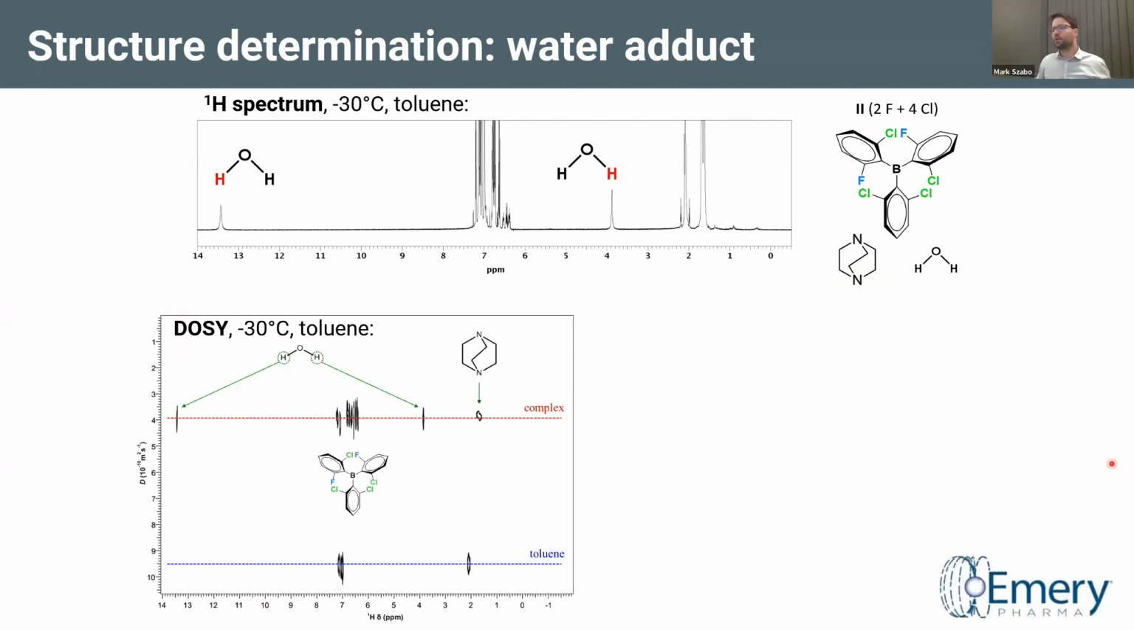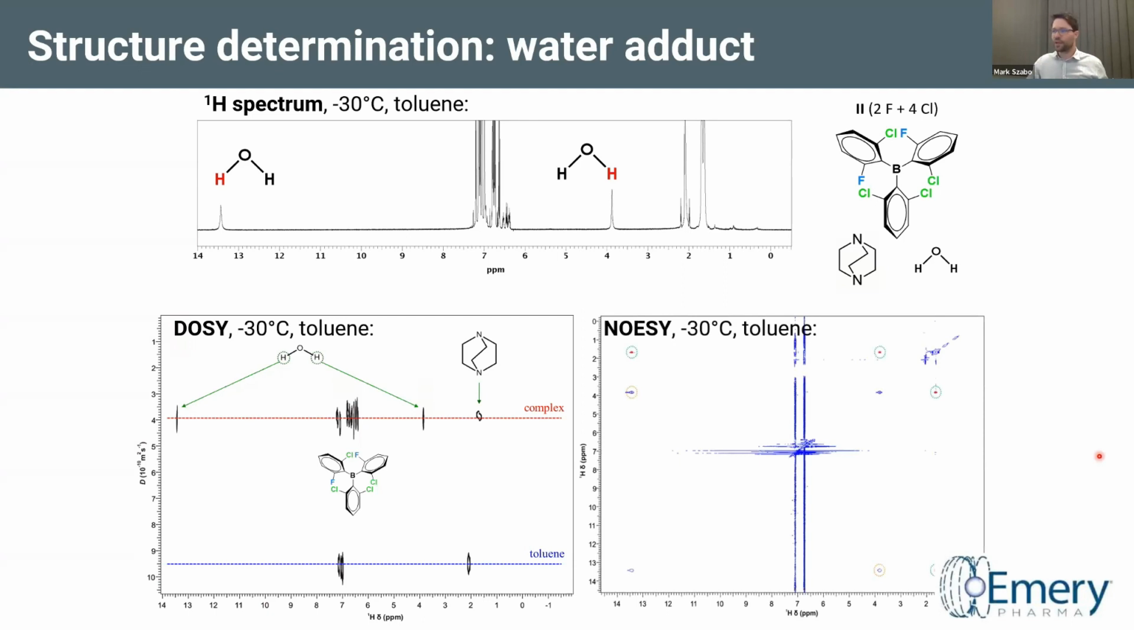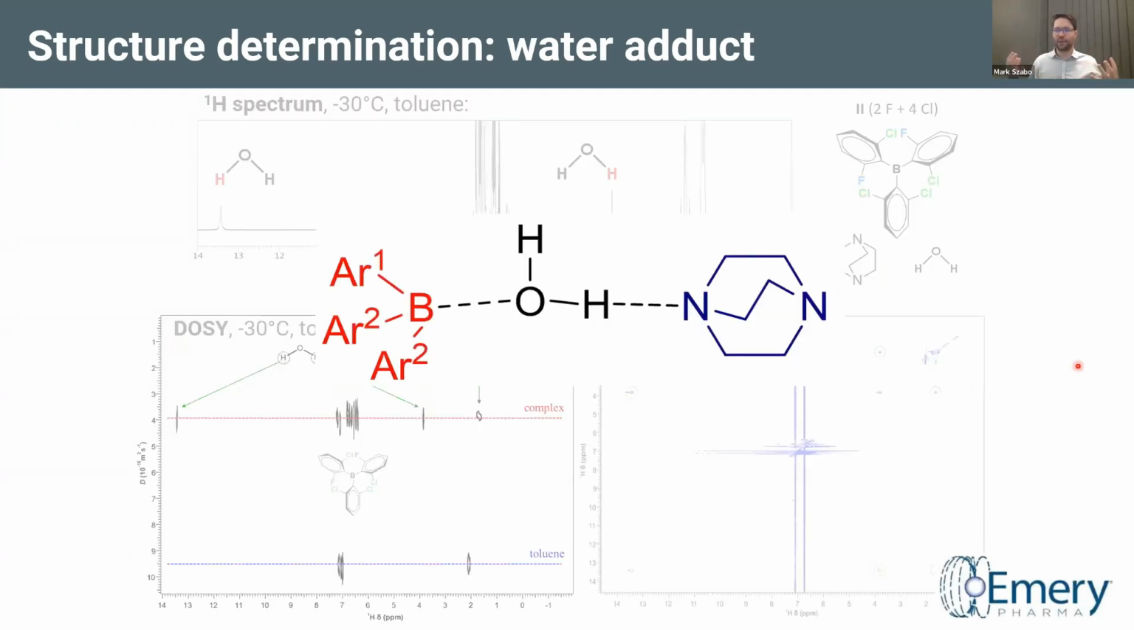And to prove that with another technique, I also measured a NOESY spectrum, and you can see that the protons of water and the base, indicated with these green circles, are close to each other in space. Meaning that we have a ternary complex like this, where water is coordinated to the borane and the base is coordinated to water. And that is why there are two different signals of water, because to one proton there is a nitrogen coordinated and the other one is kind of free, it's not coordinated.